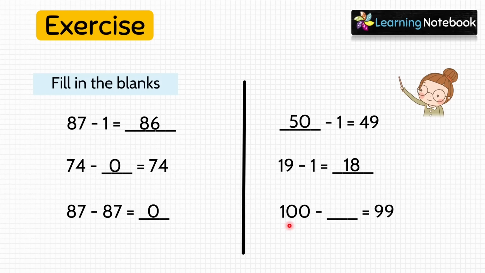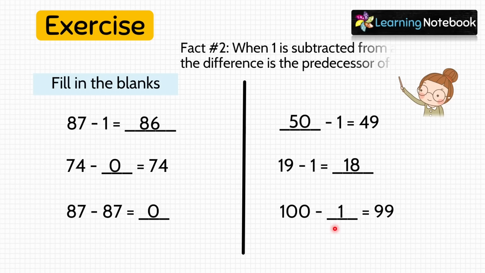And now the last question is 100 minus dash equals 99. So here the answer is 1. Because students, according to fact number 2, when 1 is subtracted from a number, the difference is the predecessor of the number. And here 99 is the predecessor of 100. So our answer is 1. Now I am sure you have understood how to use subtraction facts to solve the given questions.